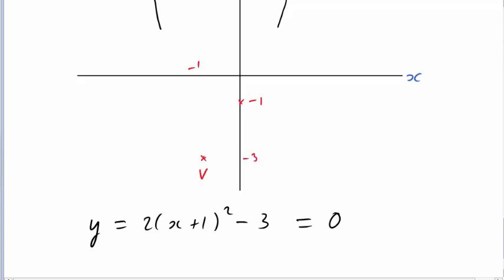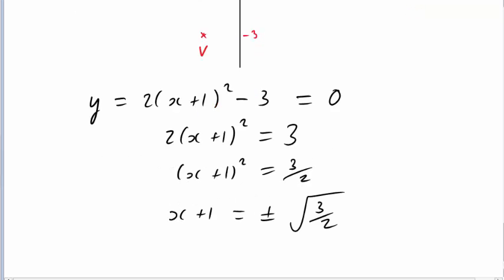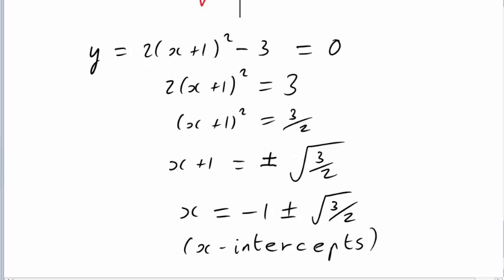And to find the x-intercepts, I need to make that expression equal to 0. We can do some manipulation to find x. First bring the 3 to the right hand side, then divide by 2 and take square roots both sides. Like this. We're almost there. It just remains to take that 1 to the other side and turn it into -1. So these are the x-intercepts at -1 plus or minus the square root of 3/2. Notice equally spaced about that vertex coordinate x equals -1.